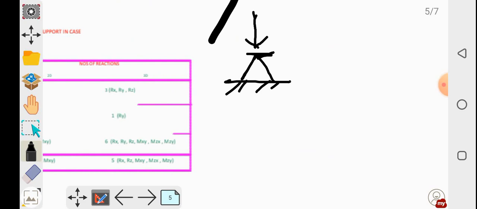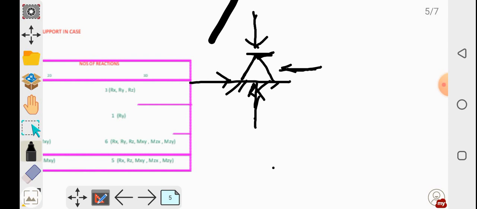In case of hinge support, we can see our hinge support will not displace in vertical direction, so there will be some vertical reaction in case of hinge support. As well as if our support is subjecting some horizontal load, our hinge support has the property it will not allow the horizontal movement of this support, so there will be a horizontal reaction also.